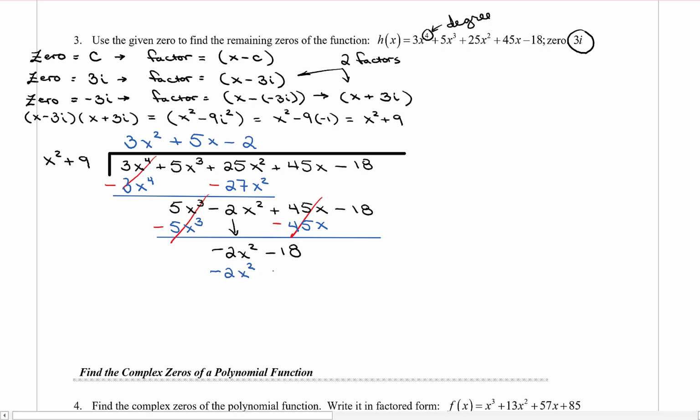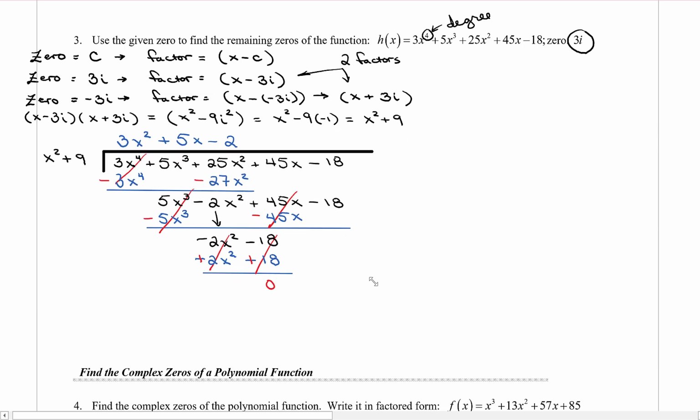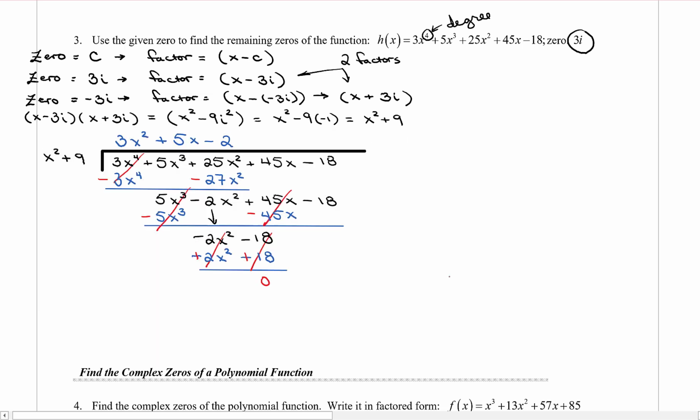So -2 times x squared is -2x squared, and -2 times 9 is -18. Now we subtract, and when you subtract negatives, you turn them into pluses, right? And these happen to cancel out. Now you better end up with a 0 as a remainder here, okay? Because if you don't end up with a 0 here, then you did not choose the correct divisor. This divisor, whichever one you end up dividing by, has got to divide evenly if it truly is a factor of our polynomial function.